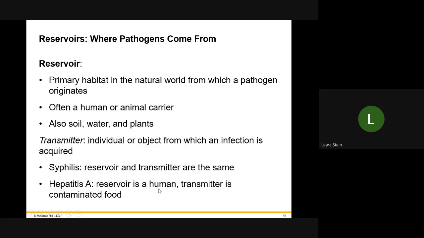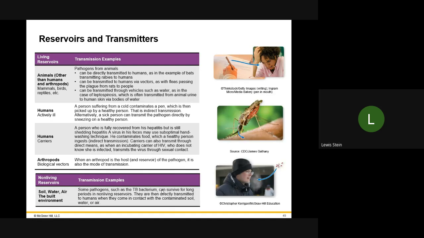Hepatitis A, the reservoir may be human, but we transmit it by contaminating the food. Remember, it's a fecal to oral virus. We expel the virus in feces, and it's one of those viruses that's very, very easy to, if you don't do adequate hand care, or if you're just feeling a little sick, you're still pretty contagious, those kinds of things. So you look at a lot of these.